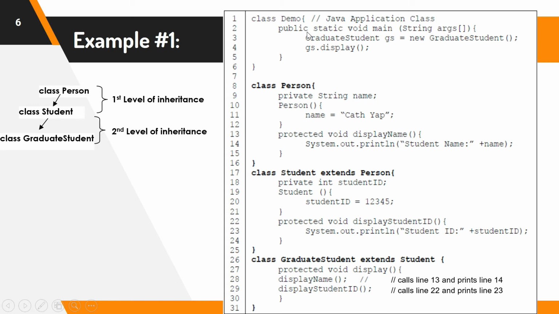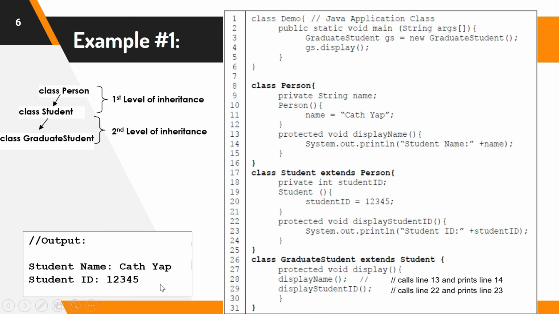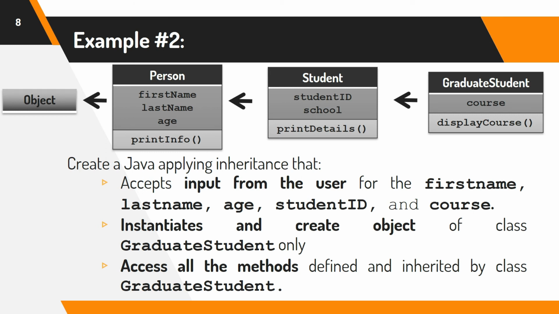If we look at our demo class, the declared instance is from the subclass GraduateStudent. The only method accessed is the method display, which holds displayName and displayStudentID. And that is its output. So we have here another example. We will just modify our program from earlier, adding GraduateStudent to our subclasses.